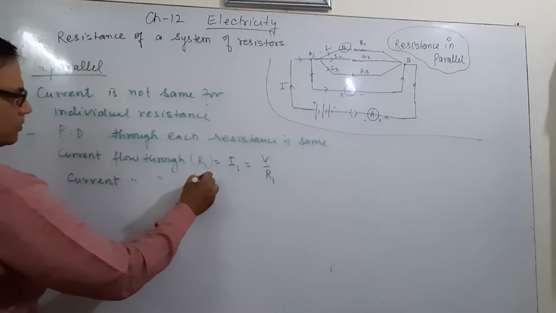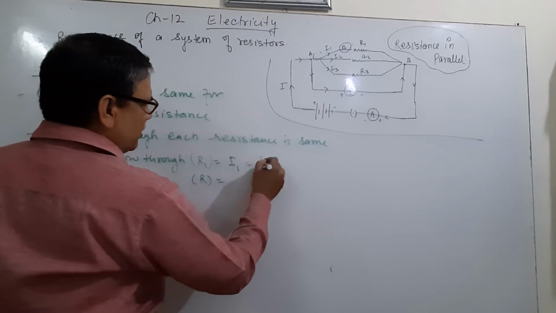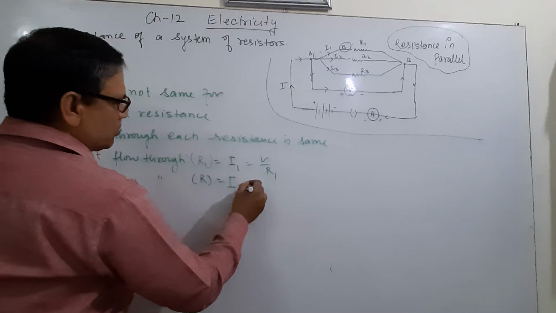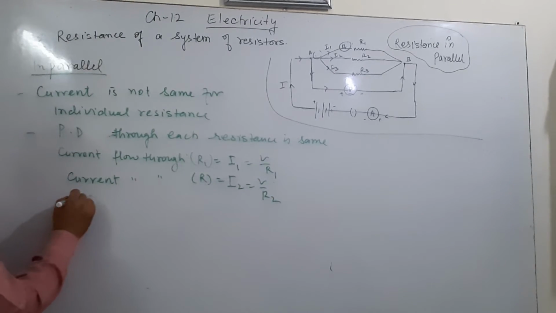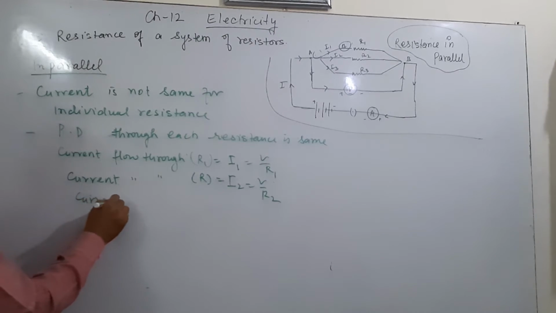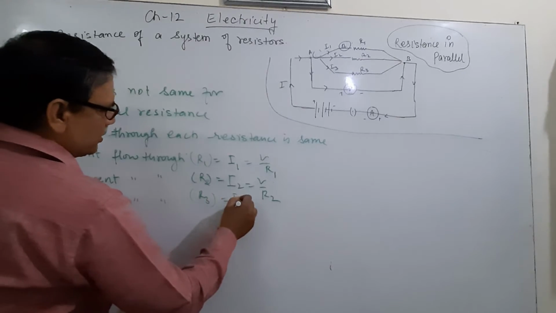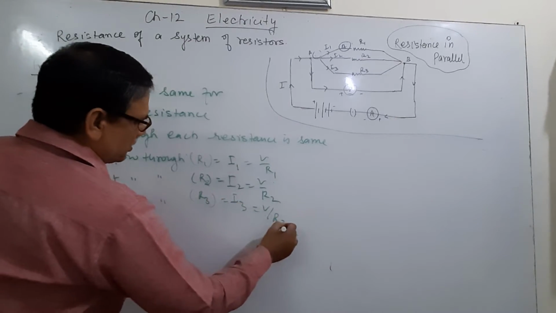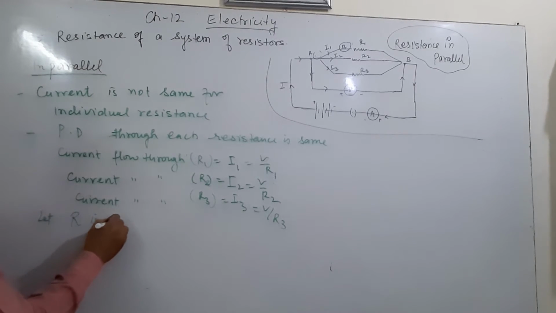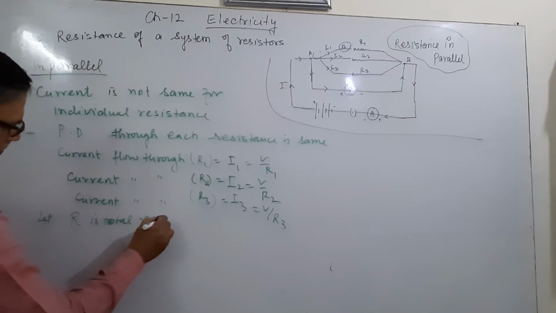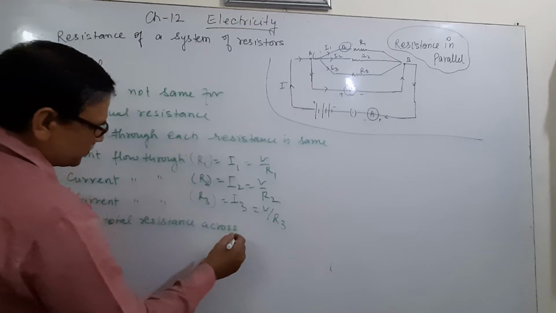And then the current flowing through R2, I2, is equal to V upon R2. And the current flowing through R3, I3, is equal to V upon R3. Let R be the total resistance across the circuit.